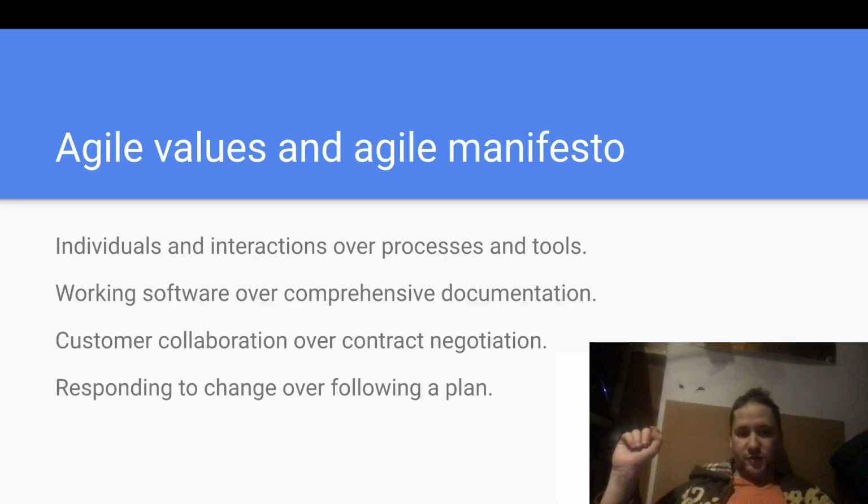Working software over comprehensive documentation. Sure, you can have a big documentation explaining how, let's say, a payment processing system in your application actually works, what APIs were integrated, and everything else. But if you have that and you don't have anything to show to your client, it's all in vain. So working software is the first thing.